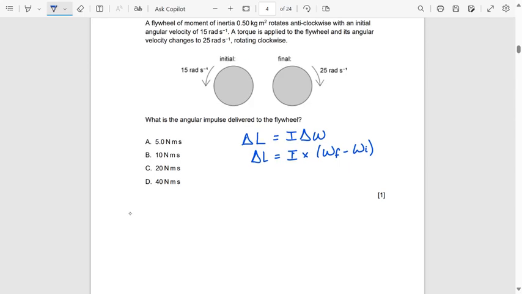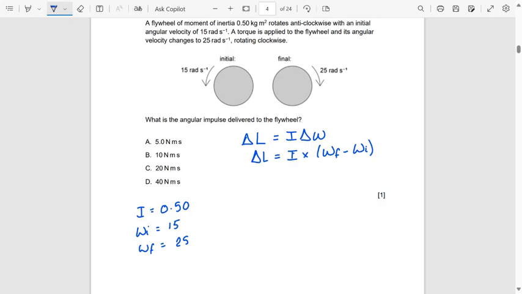So if I start with a flywheel of moment of inertia 0.50. I'm just checking I'm happy with those units. It rotates anti-clockwise with an initial angular momentum of 15. A torque is applied to the flywheel and its angular velocity changes to a final value of 25. Now this is velocity, so direction does matter.